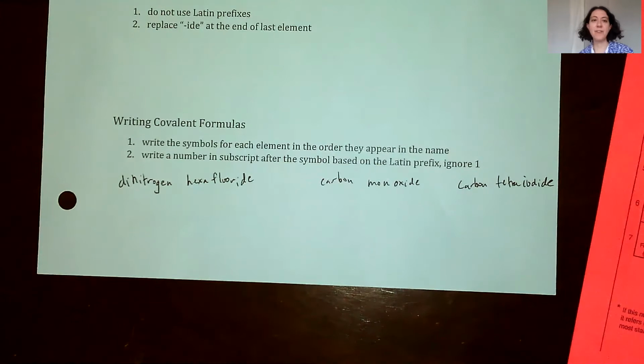Formulas, sorry, reversed. If you have the name and you want the formula, here's what you do. First of all, you write the symbols for each of the elements in the order that they appear in the name. And then you write the number in a subscript after the symbol based on the Latin prefixes, ignoring ones. So let's give it a try.